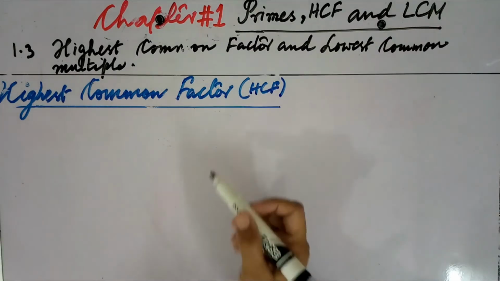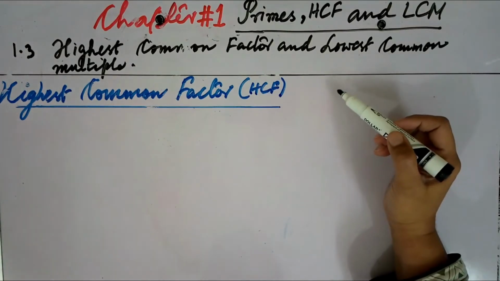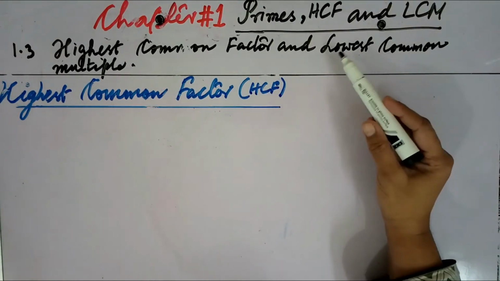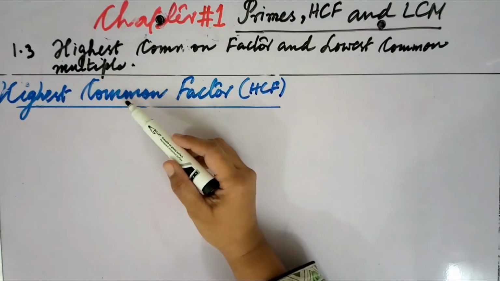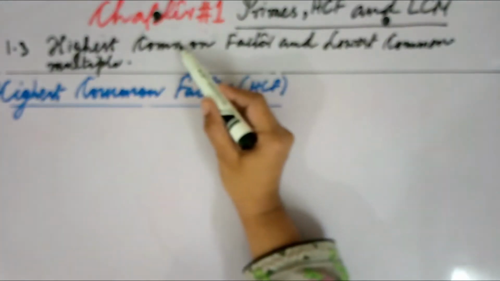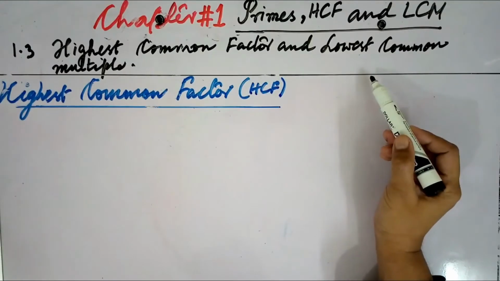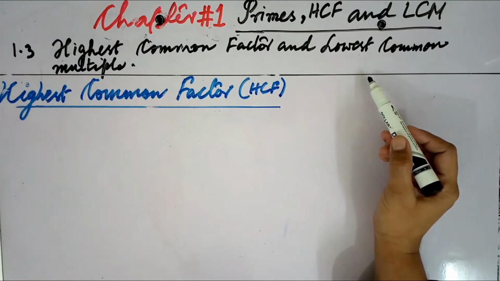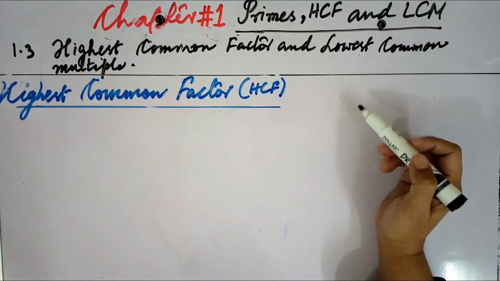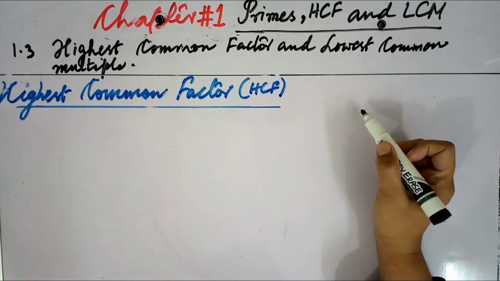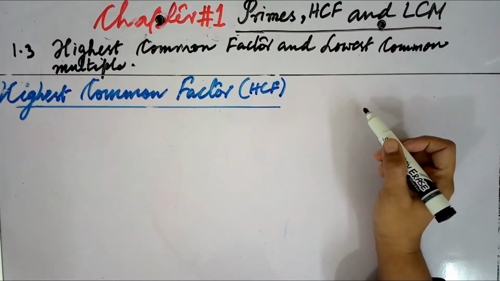And this is chapter number 1, primes, HCF and LCM. And under this chapter, this is the topic highest common factor and lowest common multiple. And now we are going to discuss highest common factor. What is the highest common factor? You have already done it in class 5. And in primary classes, you have already learned about factors and common factors.